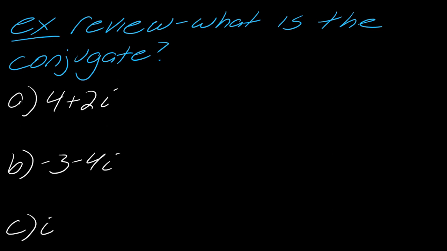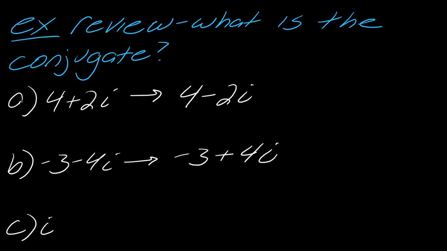Okay, so the next thing that I want to review is the conjugate. The conjugate is found by just flipping the sign in the middle of the expression. So 4 plus 2i, the conjugate of this would be 4 minus 2i. So it's just that middle symbol. So when I look at -3 minus 4i, this would become -3 plus 4i. I don't care that the first term is negative. I just care about that symbol in between.